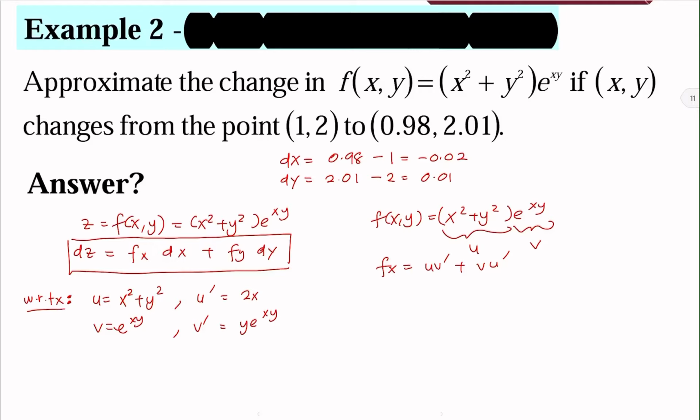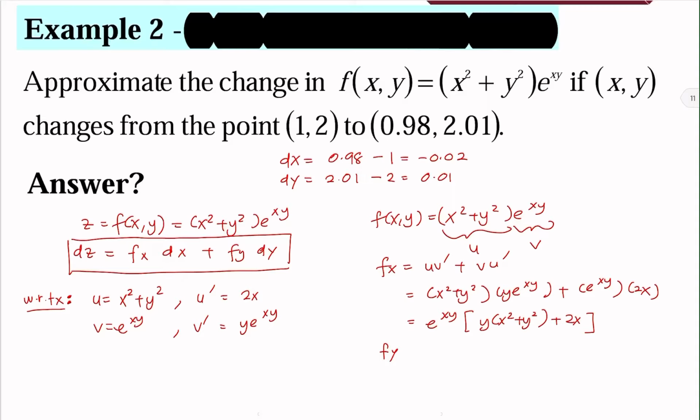Alright, so we just substitute. So x squared plus y squared, v prime is y e^(xy), plus v is e^(xy), u prime is 2x. Now we can factorize e^(xy), so the balance is e^(xy) times y(x squared plus y squared) plus 2x, isn't it?